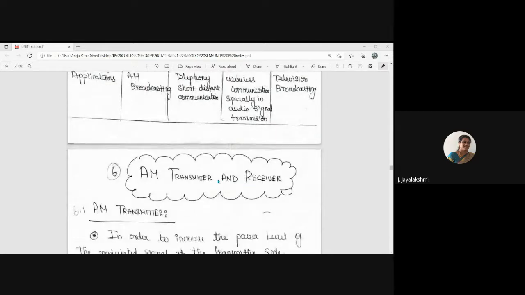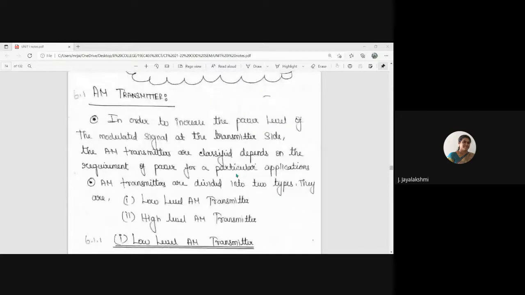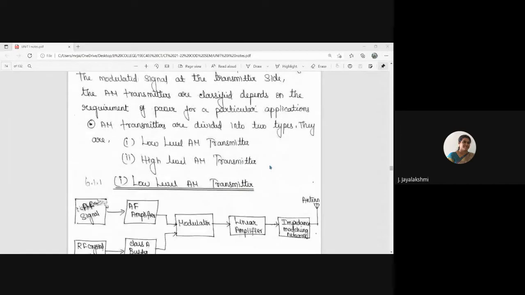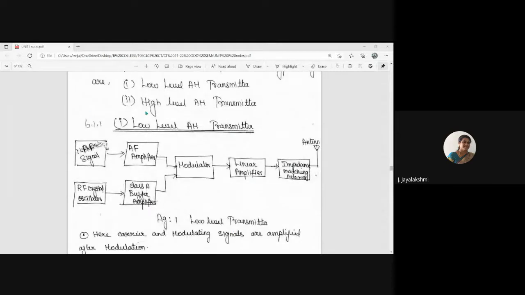Now, how do your AM transmitters and receivers work? AM transmitters and receivers are classified into two types: low-level transmitter and high-level transmitter. This depends upon the level of the power and the frequency, whether at low frequency or high frequency, or at low power level or high power level that you are going to transmit. So now this is the block diagram of your low-level transmitter.